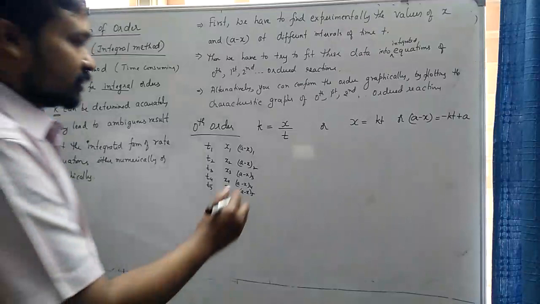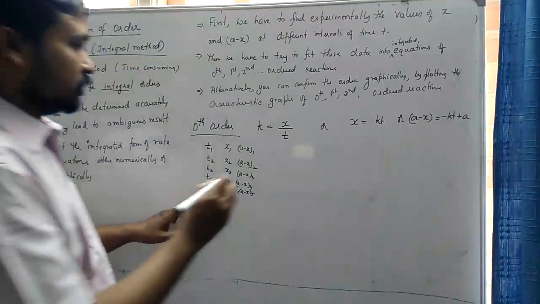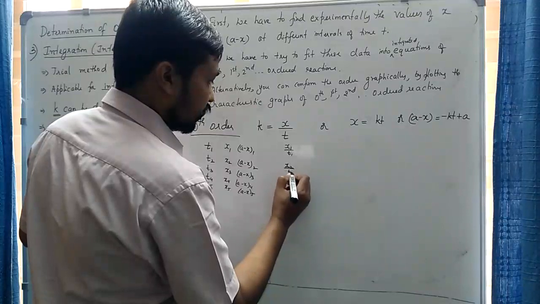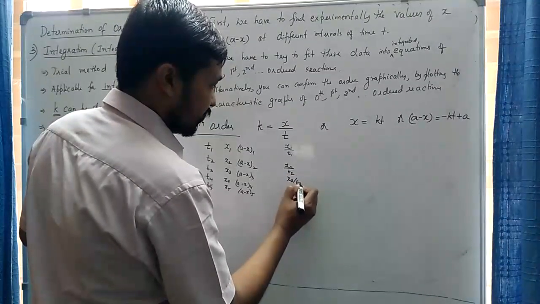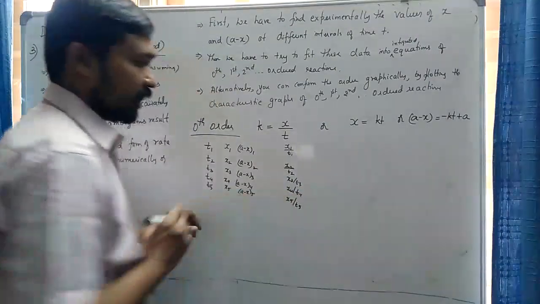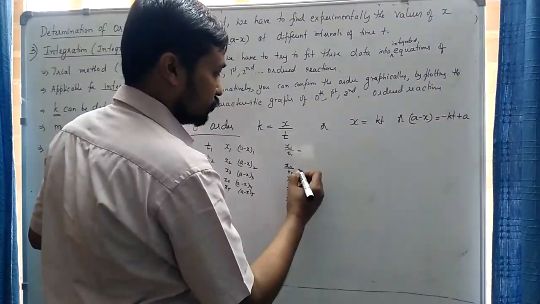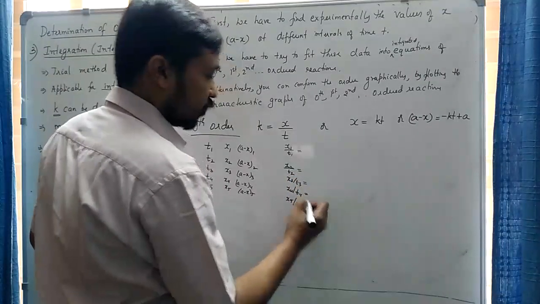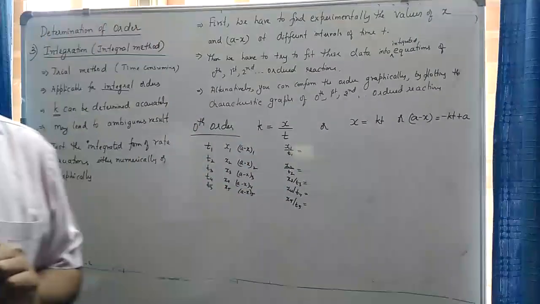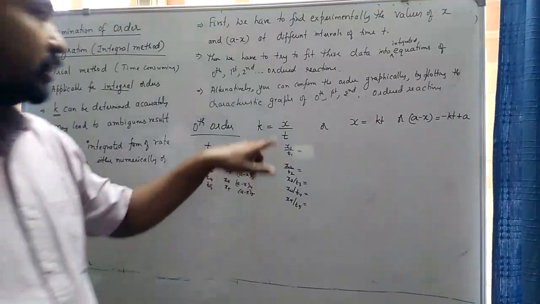Now first what I will do is, I will try to calculate x by t from each of these data. So I will try to calculate x1 by t1. Similarly, I will try to calculate x2 by t2, x3 by t3, x4 by t4, and x5 by t5. And if all these values are one and the same, what does it suggest? It suggests that x by t should be a constant. And in fact it will be a constant for a zeroth order reaction.